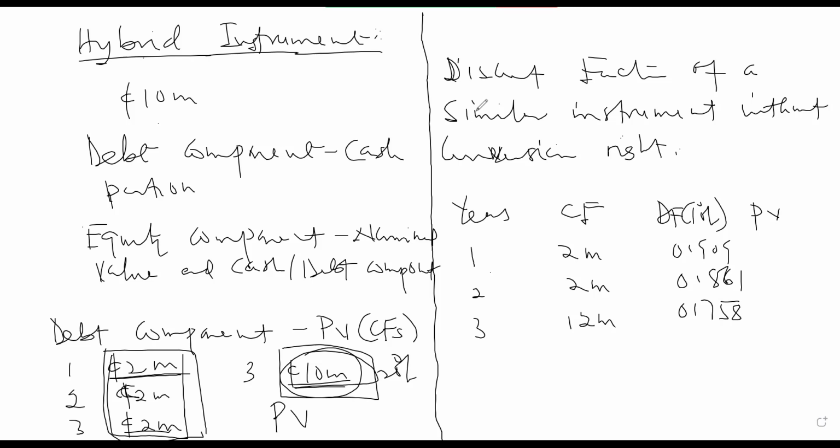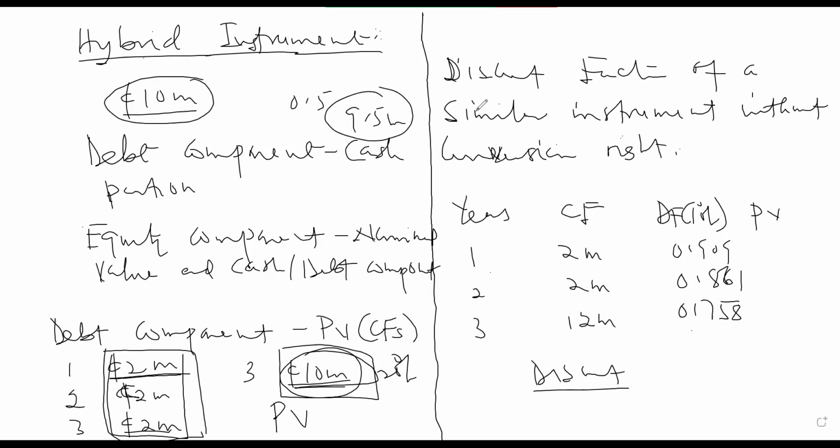The question now is, you see that the last time we have an issue with transaction costs and discounts. If there's a discount, the discount will be netted against this particular value. So we subtract the discount before we find the equity component. Assuming the discount is 0.5 million, after finding the present value over here, you compare the present value to 9.5 million.